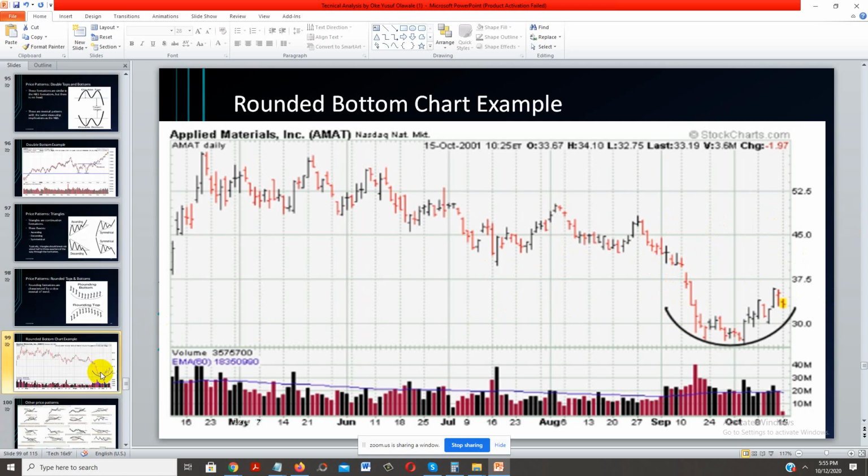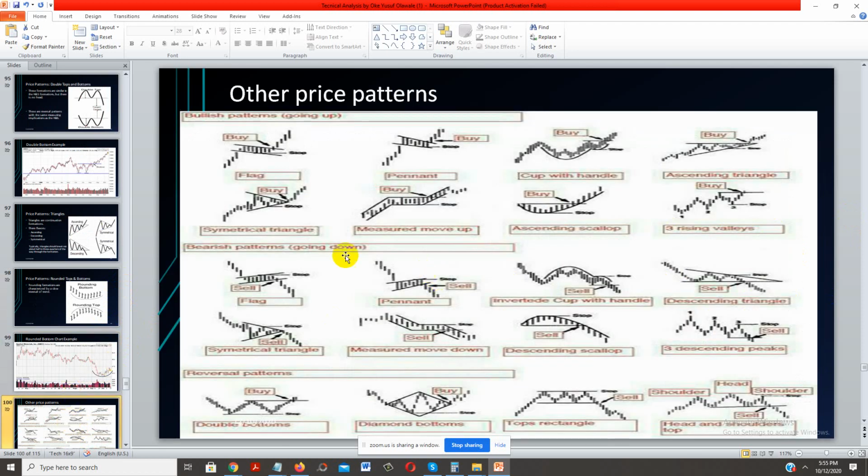Now, what do you use? Do you use bar charts or candlestick? Sir? What do you use? Do you use bar chart or candlestick? Candlestick. Okay, candlestick.